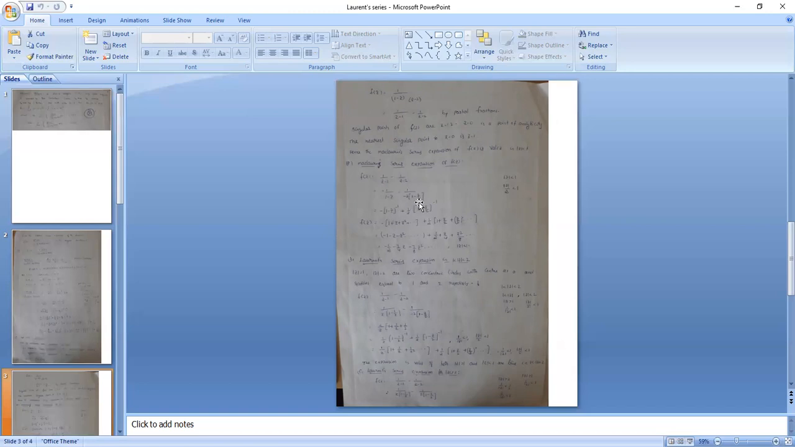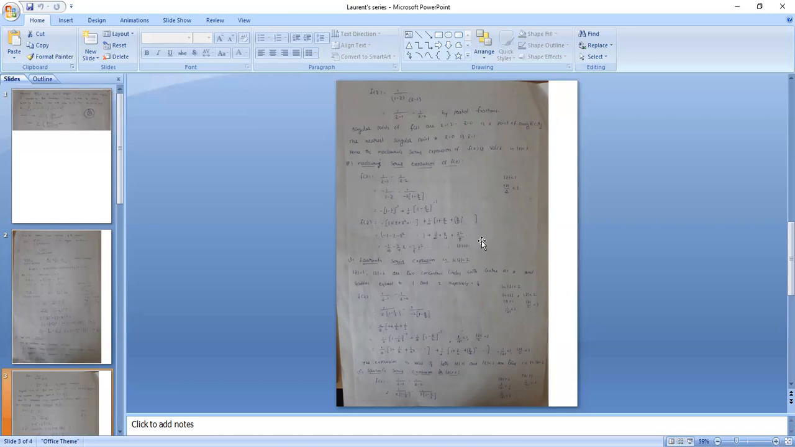Okay, use binomial expansions. 1 minus z whole power minus 1 is 1 plus z plus z square and so on. 1 minus z by 2 whole power minus 1, same formula, but in place of z, taking z by 2: 1 plus z by 2 plus z by 2 whole square and so on. Multiplying by minus, this expression contains only positive powers of z.